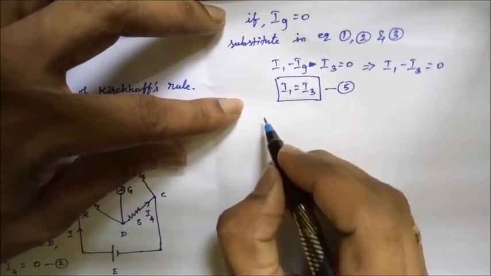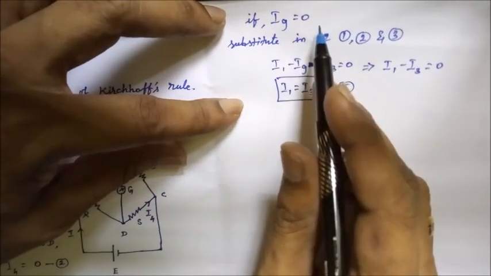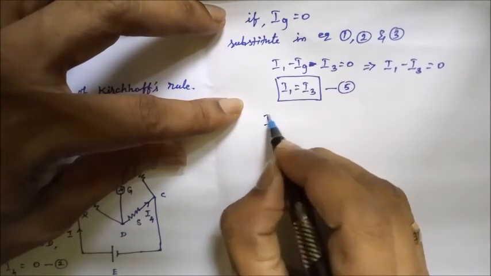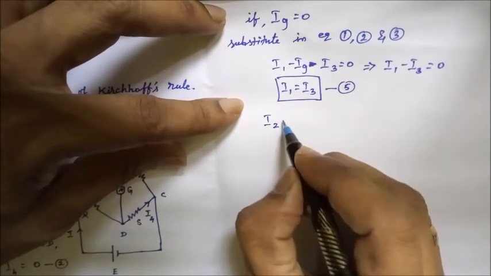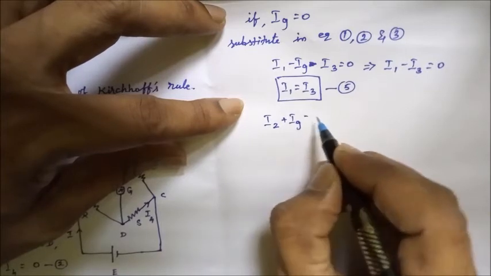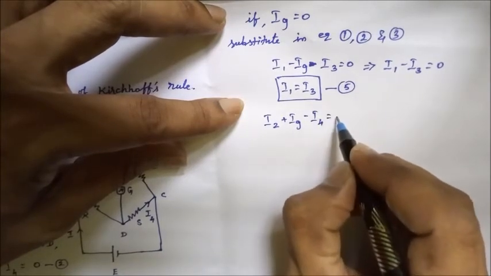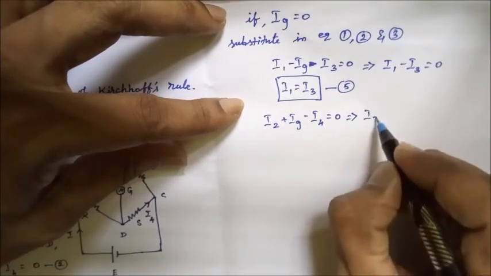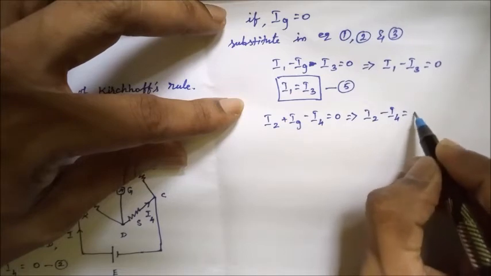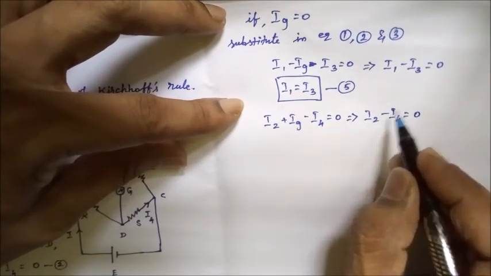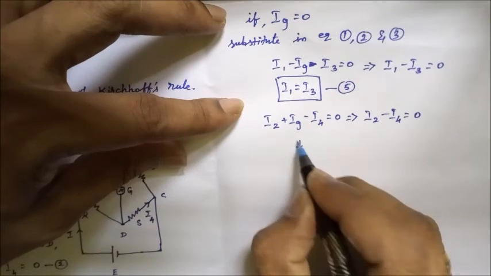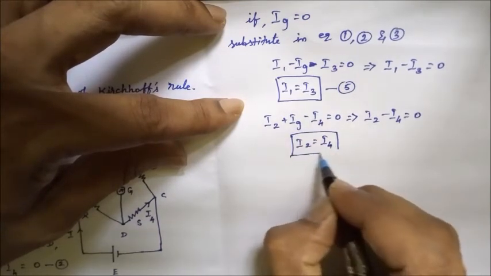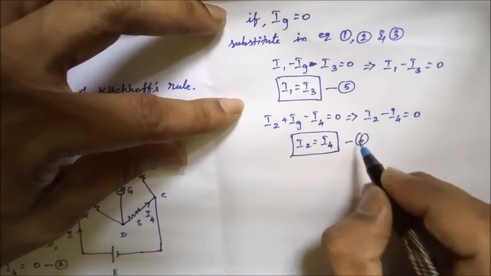In the same way we apply Ig equal to 0 in equation number 2. What is equation number 2? Equation number 2 is I2 plus Ig minus I4 equal to 0, which implies, now that Ig becomes 0, I2 minus I4 equal to 0. Now we bring I4 to the other side, then I2 is equal to I4. And this is equation number 6.